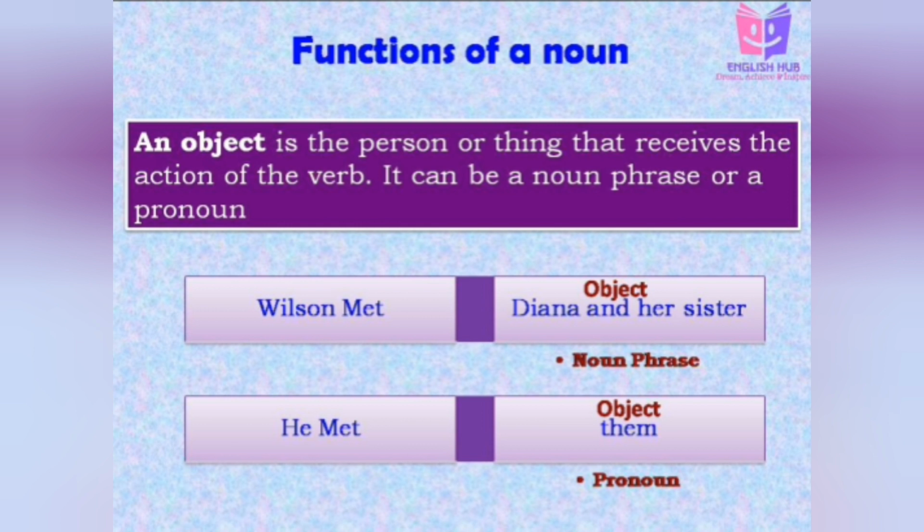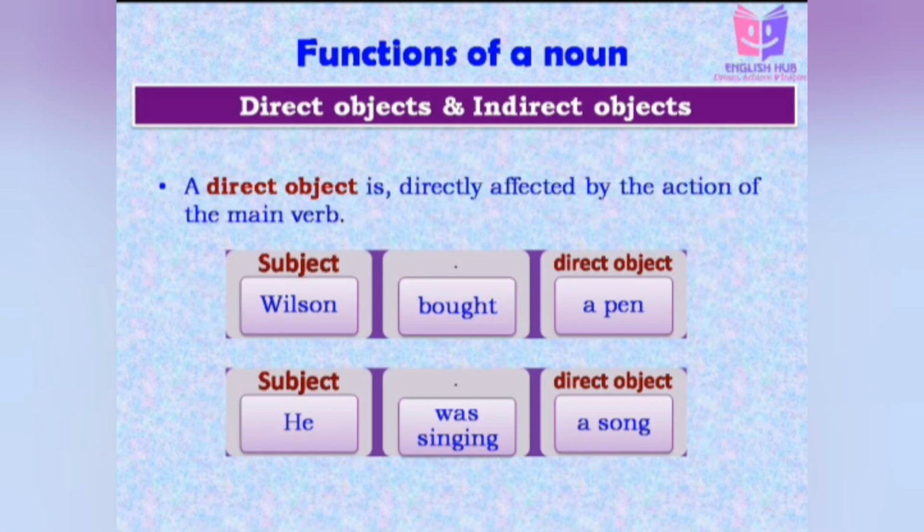Look at the second sentence. He met them. In this sentence, he is the subject, met is a verb, and the pronoun them is the object. Apparently, an object can be a noun, a phrase, or a pronoun also. In the first sentence, the noun phrase Diana and her sister is the object, and in the second sentence, the pronoun them is the object. There are two different kinds of objects. One is direct object and another one is indirect object.